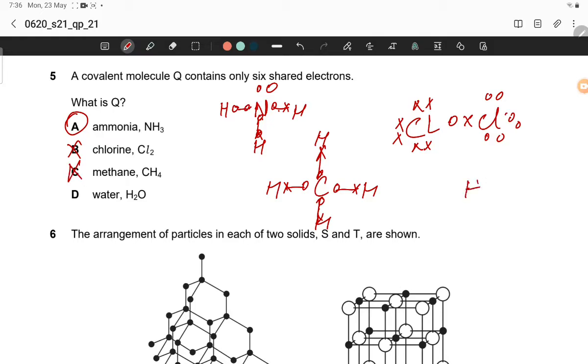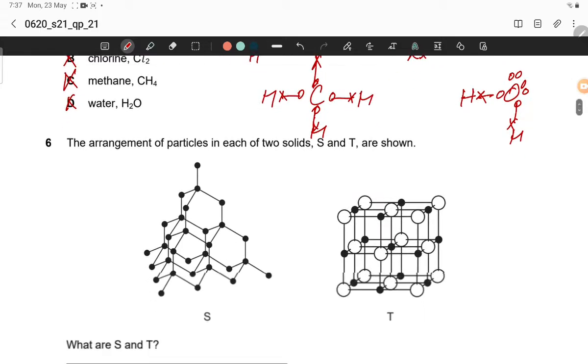Water has 1 electron, hydrogen 1 electron. Water has 4 shared electrons. So this is also incorrect.